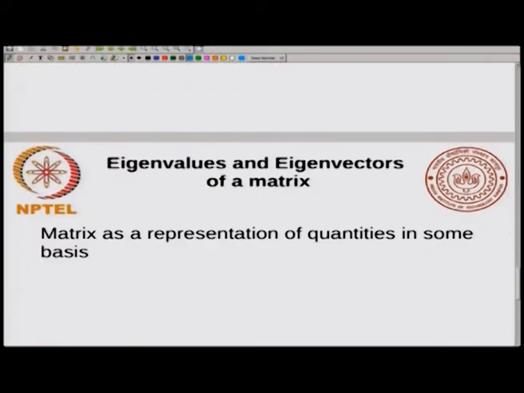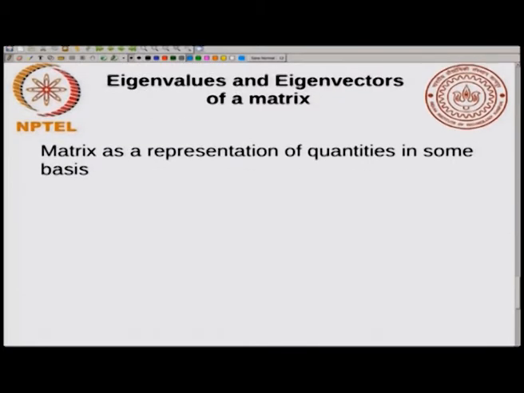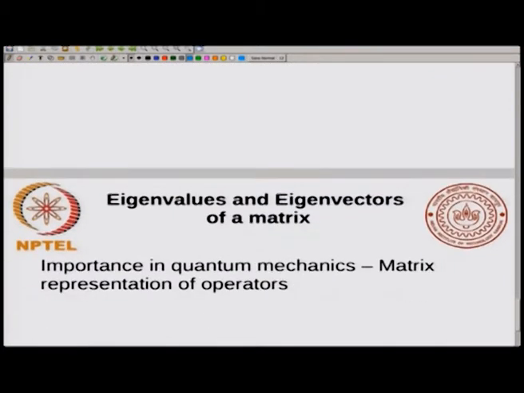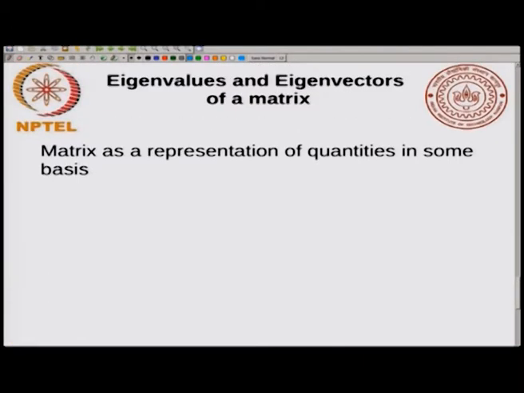Now I'll just mention briefly that there is another way to think about eigenvalues and eigenvectors. You can think of your matrix as a representation of some physical quantity in some basis, and this will be an important theme that we will discuss when we see applications of matrices in quantum mechanics. But first let us do an example of an eigenvalue and eigenvector calculation.